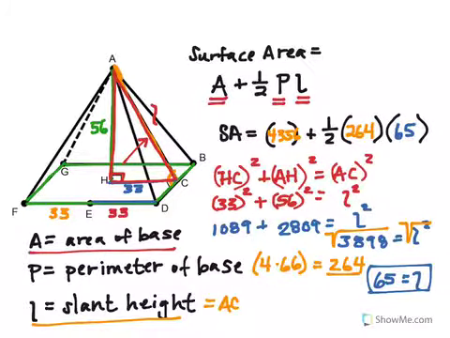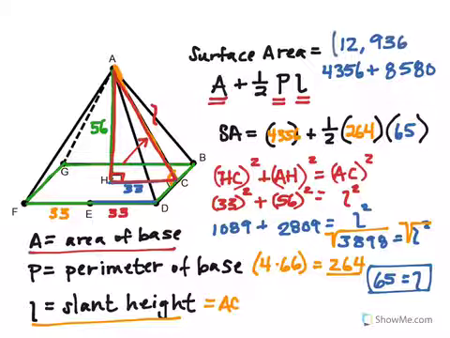And now I'm just going to do my work up above here. I'm left with 4,356 plus 1/2 of 264 times 65, which, let's work that out real quick. 264 times 65 divided by 2 is 8,580, and when we combine those, we finally get a surface area of 12,936 as our final answer.